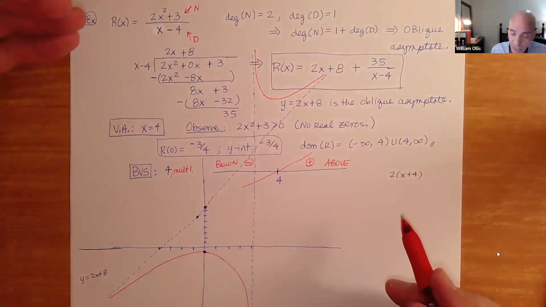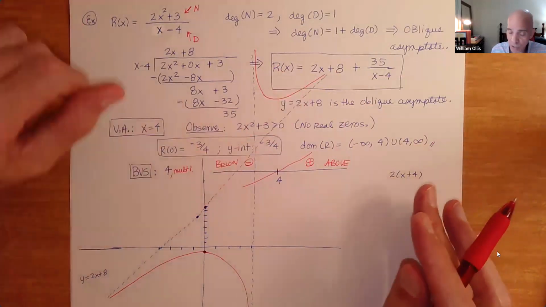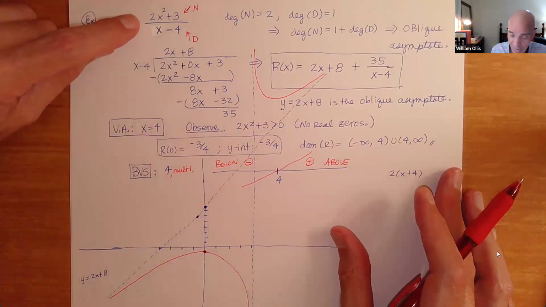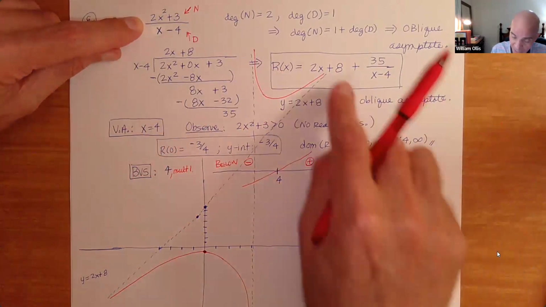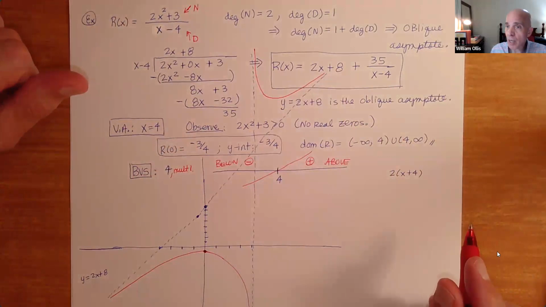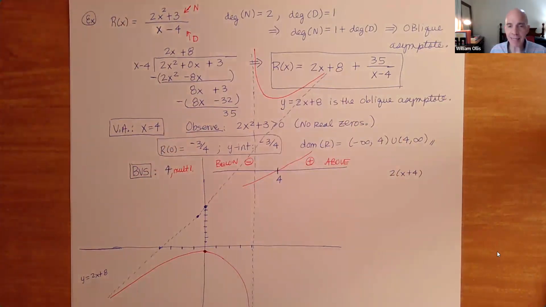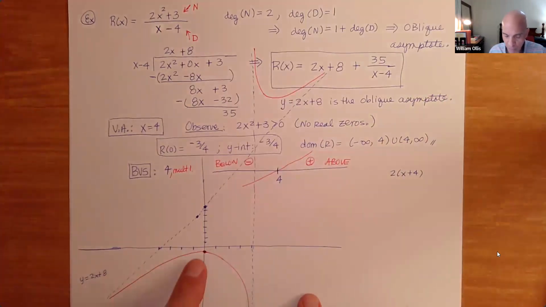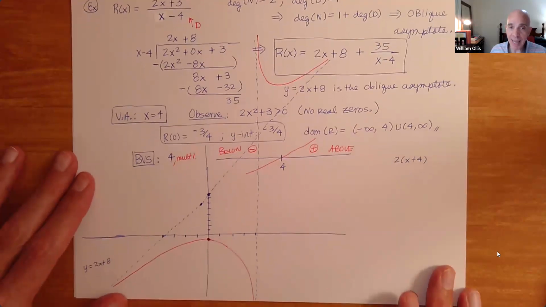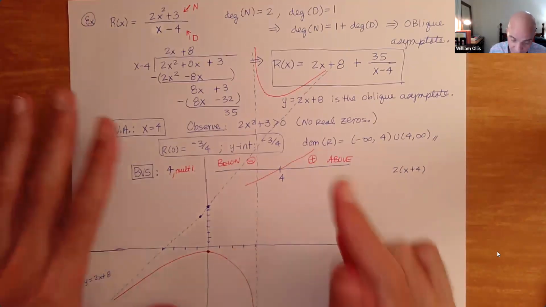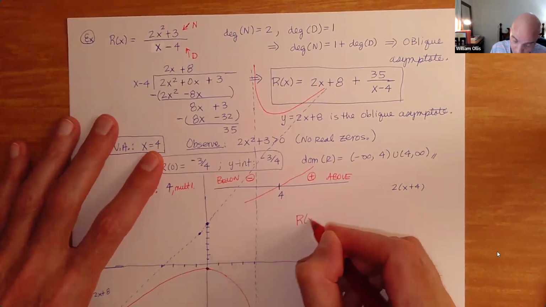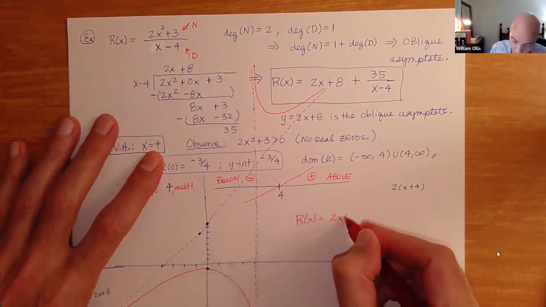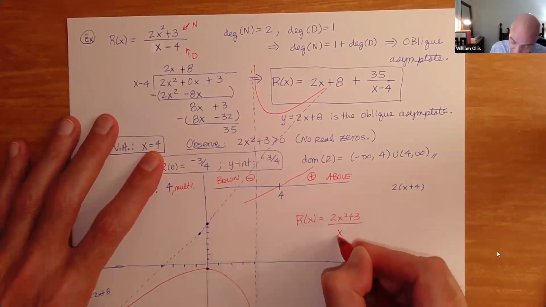And you can easily test this. We do not cross this slant asymptote. You can actually set this function equal to our slant asymptote and show that you get no solution. And the idea here is that when we do the calculus, we will verify the concavity here and here, and we will also be able to determine the relative maximum and the relative minimum. But this is an excellent graph. Let's just write what we have. So we have the graph of R of x equals 2x squared plus 3 divided by x minus 4.